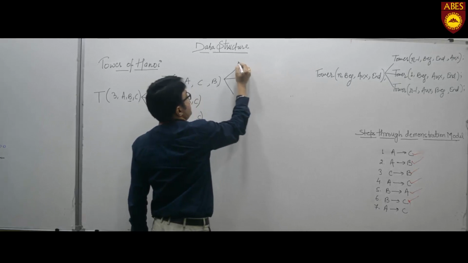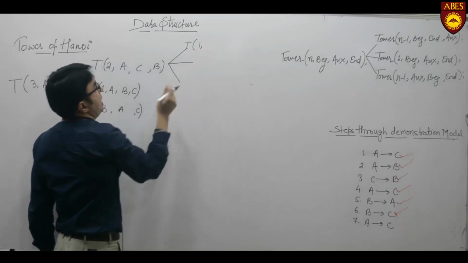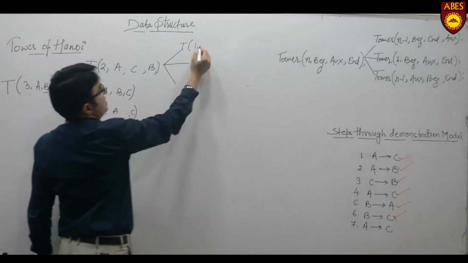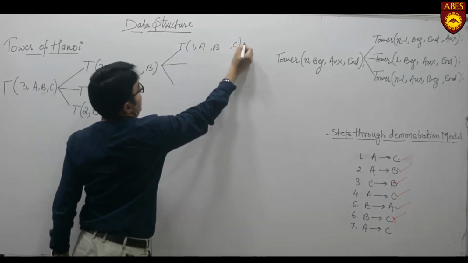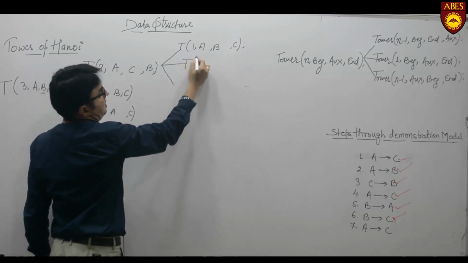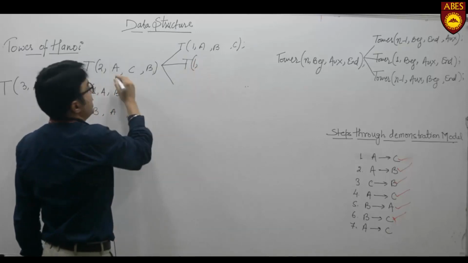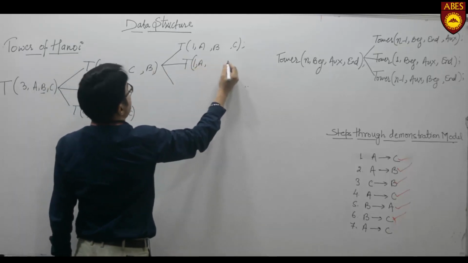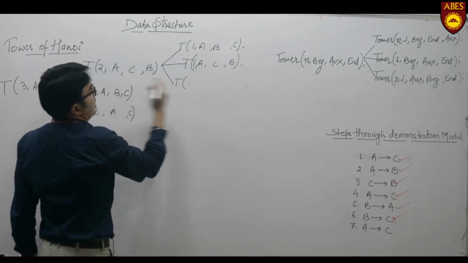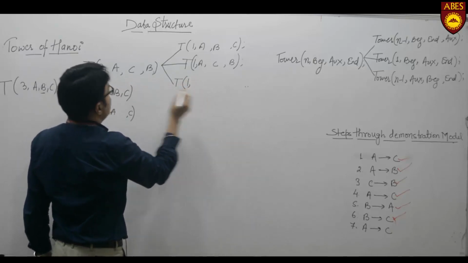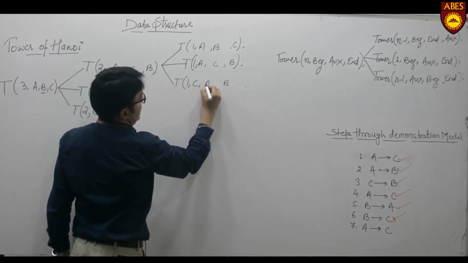Now you have to consider these things. Again it will be divided into the same three functions. Tower n minus 1, which is 2 minus 1, is 1, from beginning A to auxiliary C, with end B in the middle. Good. Then Tower 1 from beginning to end, beginning is A, end is B, and the middle one is in the middle. Then again n minus 1, which is 1, from auxiliary C to end B, with A in the middle.